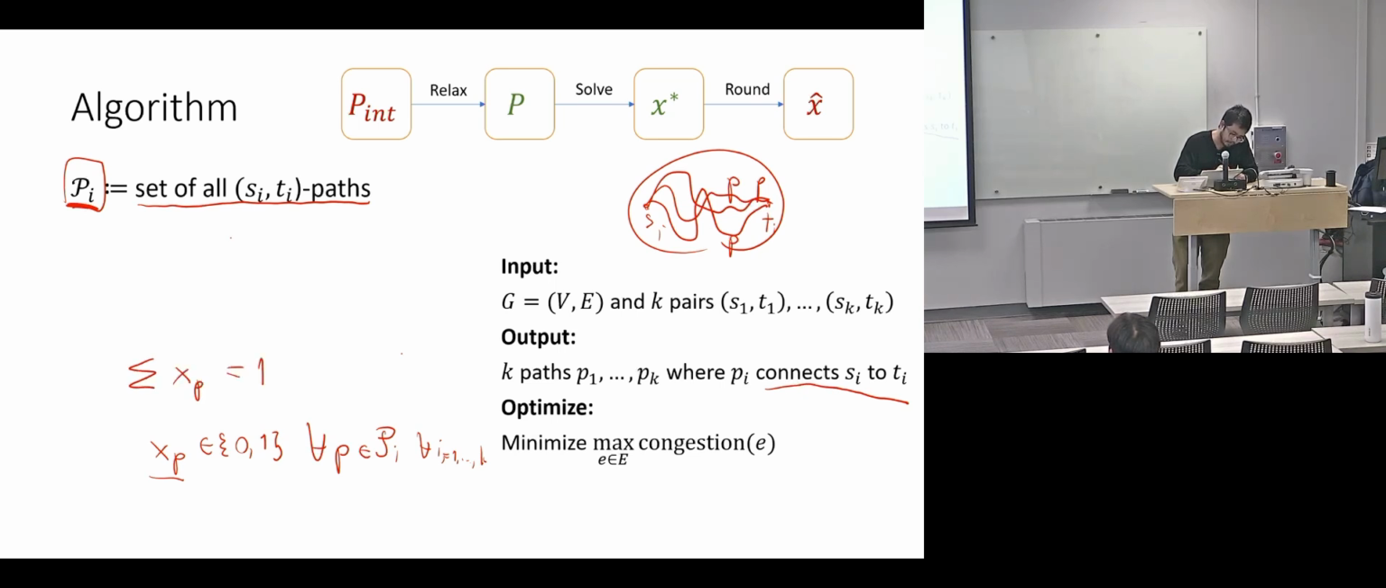Good. So for all I from 1 to k, the sum over PI of XP equals 1. This is just to say that we're going to pick one path. But we need to minimize the congestion. What else? How should we model this?